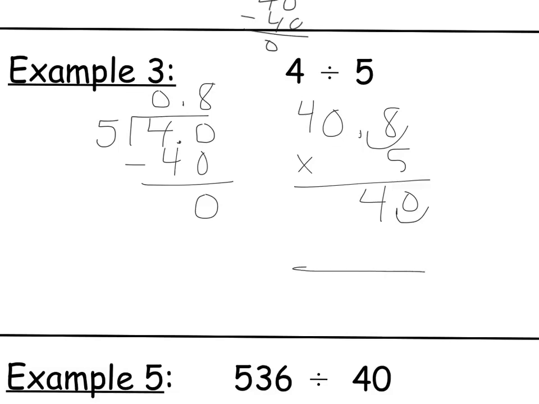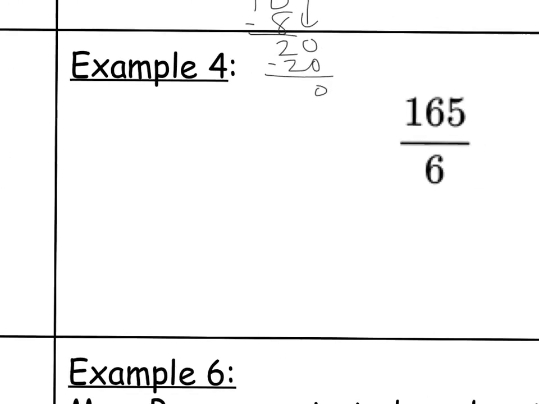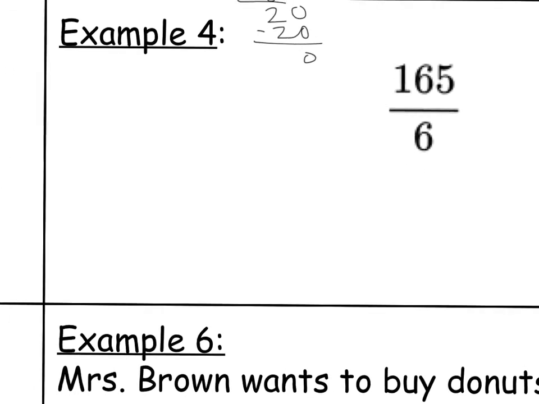Okay, let's go to example number 4. All right, so this looks a little different. I've got 165 over 6. So 165, this isn't a fraction. This is an improper fraction. But the fraction bar really means division. So the top number is always going to be my dividend. So I want to put that number in the box and 6 outside.